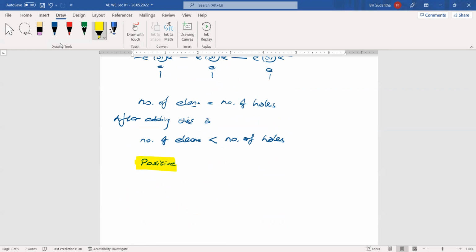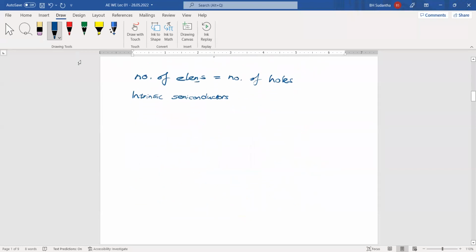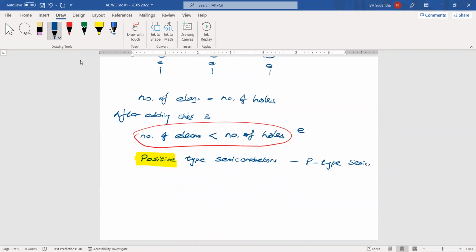Okay. Then when you have this type of arrangement, we see this is a positive type semiconductor. Why? We have more holes here, and then we say this is a p-type semiconductor. Okay. And when we have this type of criteria here, we say these types of semiconductors are extrinsic semiconductors. Okay. Like this, we can make this p-type semiconductor.